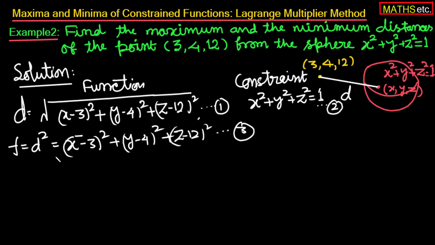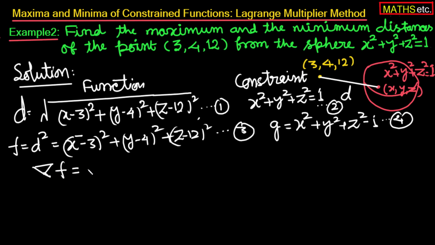Now the good thing is that this squaring will not matter, right? The points of maxima or minima of this function f will be the same as the points of maxima and minima of function d. So with the help of the given constraint, we create this function g, and g will be x squared plus y squared plus z squared minus 1. This is our equation number 4. Now by the Lagrange multiplier method, we know that at the points of maxima and minima, f and g will satisfy this equation.